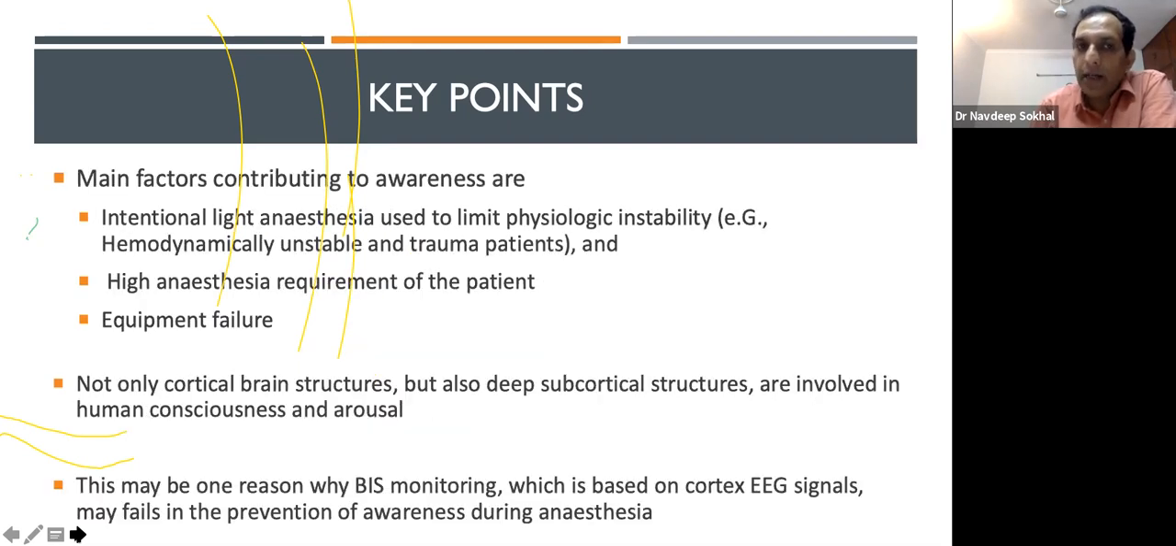Main factors contributing to awareness at present are intentional light anesthesia, like in high-risk patients, and high anesthesia requirement of the patient. Some patients are very sensitive. The other spectrum is that the patient may not be adequately anesthetized even with the adequate dose, because the high anesthesia requirement may be there. So if you monitor depth of anesthesia, you can prevent such things. Equipment failure is also a main cause of awareness at present. Not only cortical brain structures, but also deep subcortical structures are involved in human consciousness and arousal. This may be one reason why BIS monitoring, which is based on cortical EEG monitoring, may fail to prevent awareness in some patients.